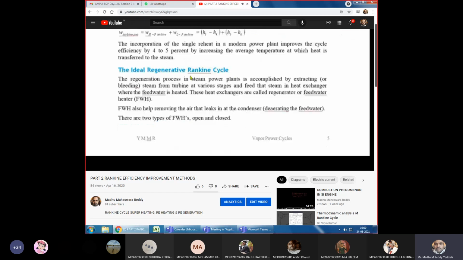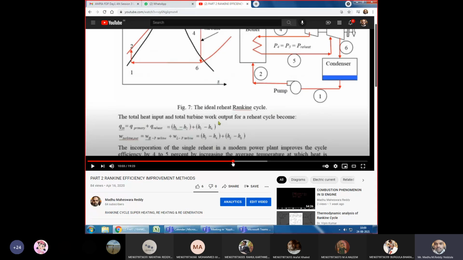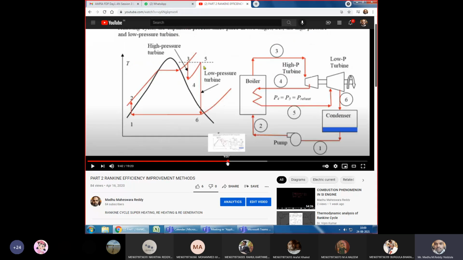Next important one is the regenerative Rankine cycle. Do you have any doubt in the reheating cycle? The reheating cycle is very simple. Here, what we are doing is expanding the steam in two turbines. Once after expansion, what happens? The quality of the steam will be decreased. So moisture will be contained, right?